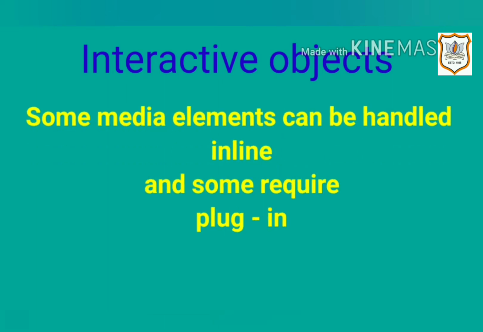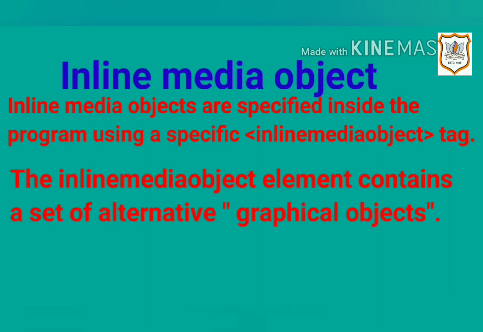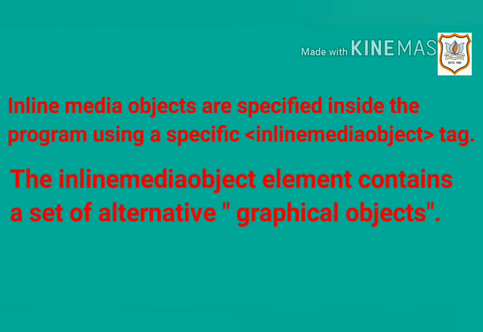All the media elements are supported by the latest internet browsers in different ways. Some media elements can be handled inline and some require a plugin. Inline media objects are specified inside the program using a specific inline media object tag. The inline media object element contains a set of alternative graphical objects. Graphical objects means video object, audio object, image object, and additional textual description may be provided with the text object.